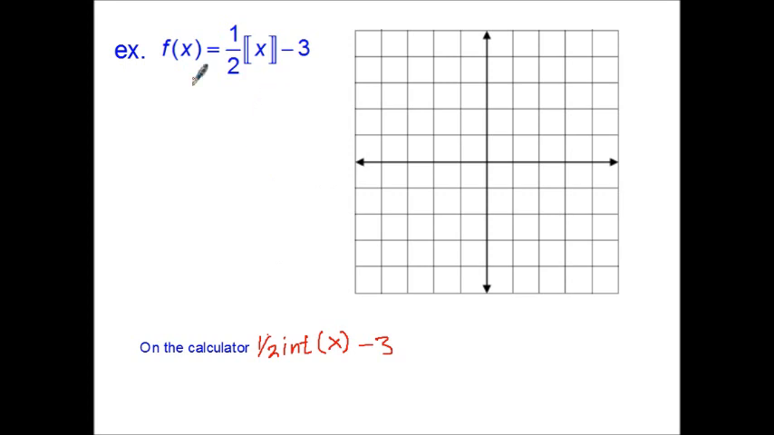But let's make sure we can do these by hand. So here we go. Now, again, the 1/2 in front is going to be a vertical smushing. So basically all my moves are going to be just a half as high as they used to be. And then the -3 is, of course, a shift down 3. So instead of being at the origin as my first point, I'm going to shift down 3. So 1, 2, 3, and there's my first point.